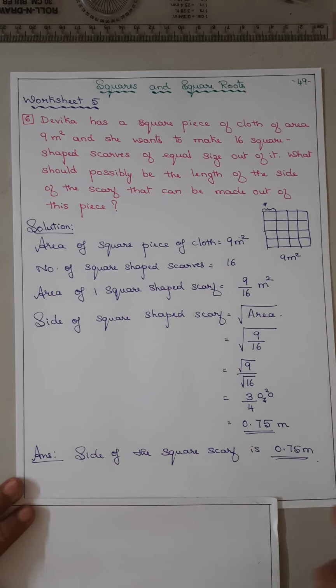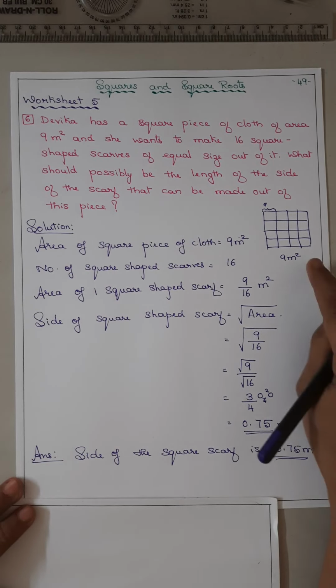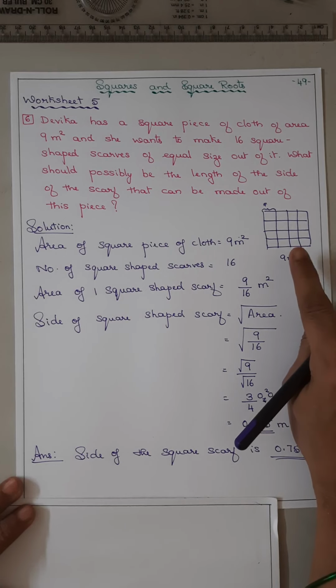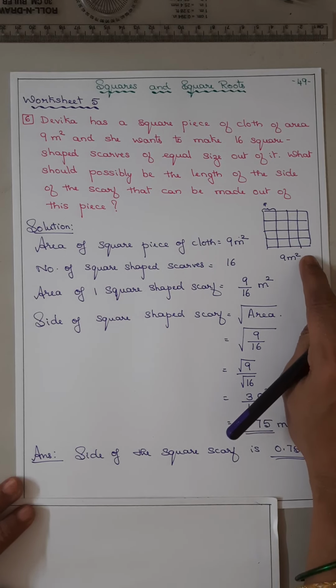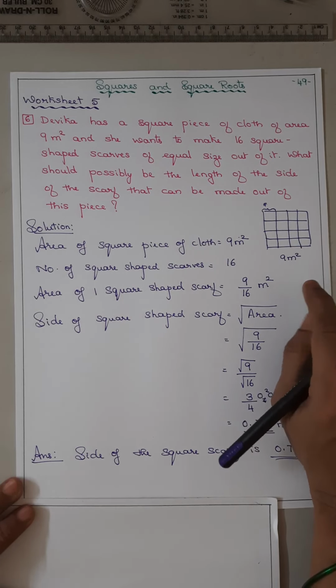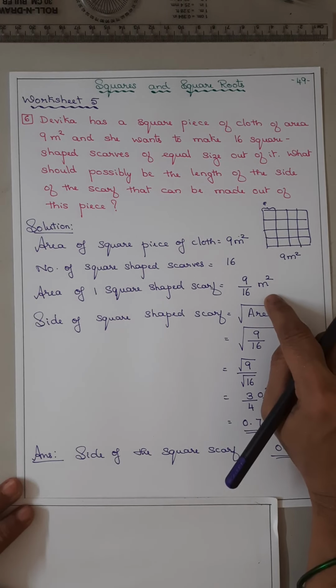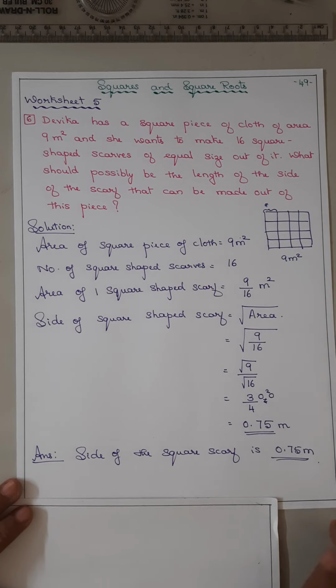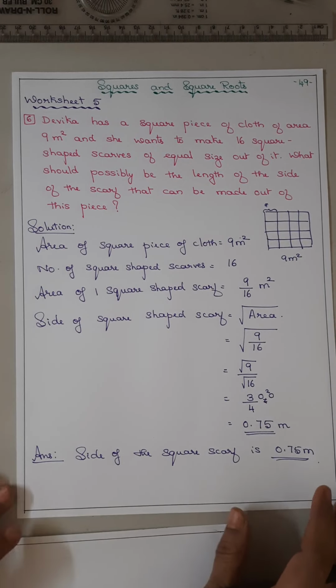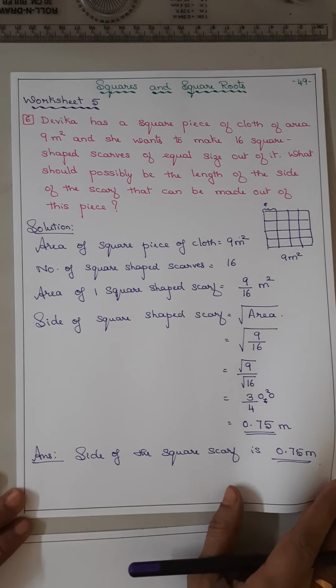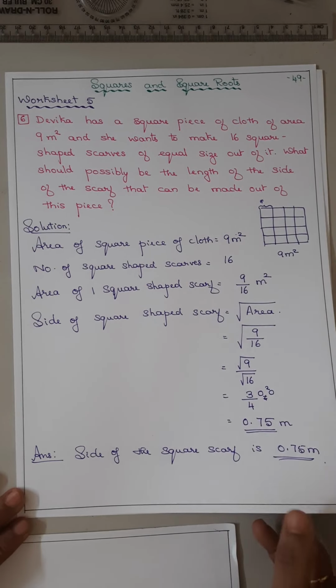The big square has area 9 meter square. From that we have cut 16 small squares. So the area of one small square will be 9 by 16 meters square, and side of that is equal to square root of area. Find out the square root of 9 by 16.